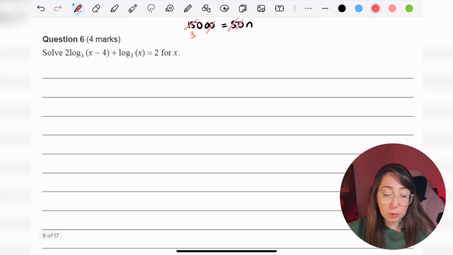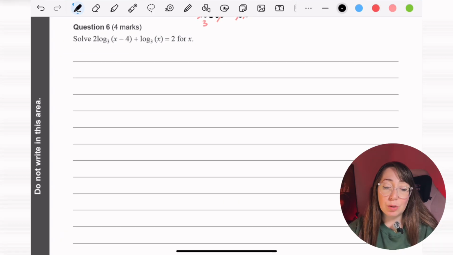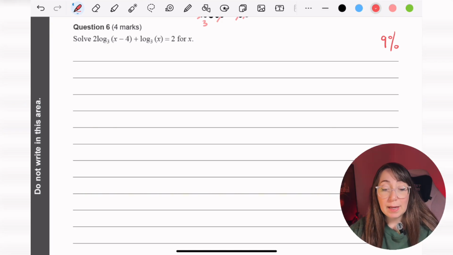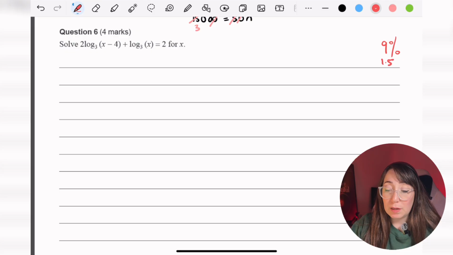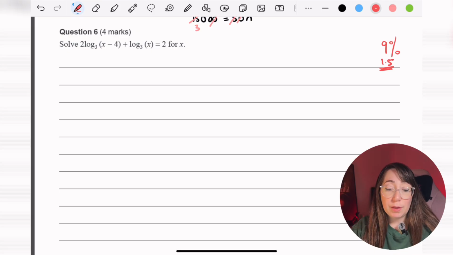Okay, moving on to question 6, we've got a log question here. Solve 2 log base 3 of (x minus 4) plus log base 3 of x equals 2 for x. So on face value, this question looks super easy. It's basically just solving a log question, but there's a little bit more to it that I think a lot of students missed. So just off the bat for this one, only 9% of students were able to get all 4 marks, and the average was actually 1.5 marks. So we're really seeing between those 1 to 2 marks that a lot of students were able to get, and they weren't really able to progress much further than that.